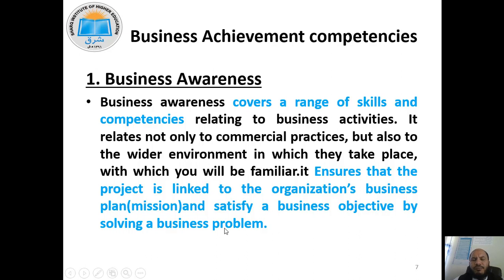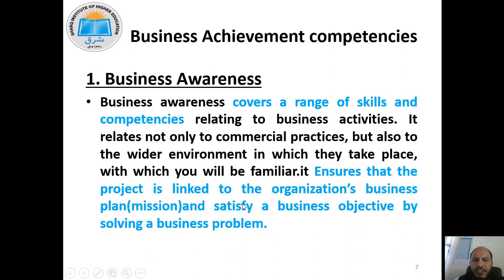So business awareness means the project manager should know about their mission. He should know about the business activities. He should know about the environment where he is working. He should conduct the SWOT analysis: strengths, weaknesses, opportunities, and threats. He should know about the CPM analysis and so on. So it is one of the competencies of the project manager that he should have the skills, and he should know about his business.